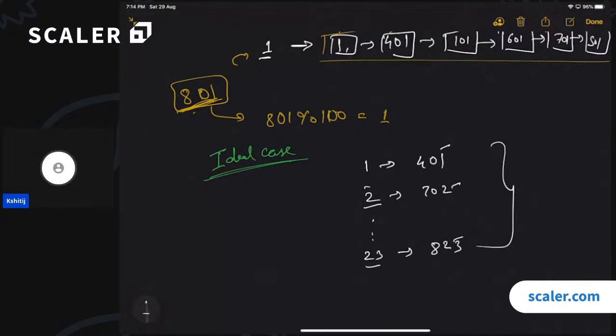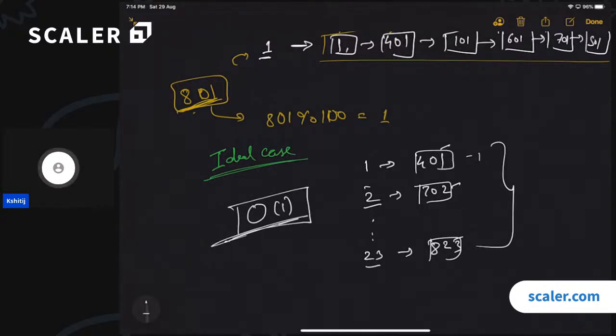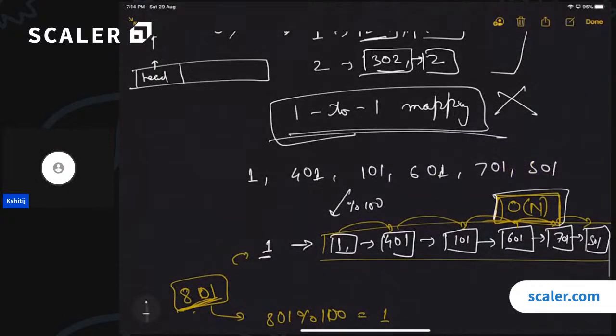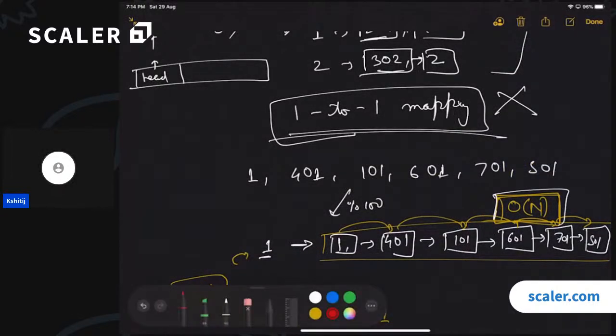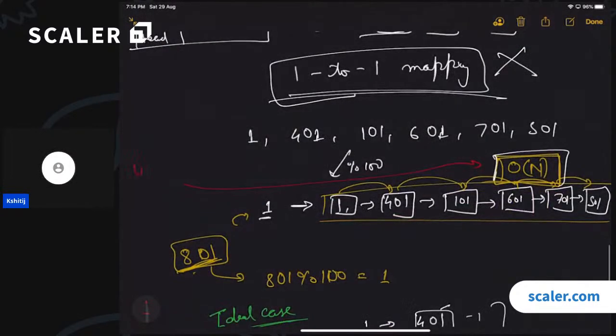And what is going to be the time complexity in this case of just finding whether a number is present or not? Since the list size in each and every case is exactly 1, the time complexity is going to be constant. So this is the best case time complexity, and this is the worst case time complexity. Is everyone clear about these two?